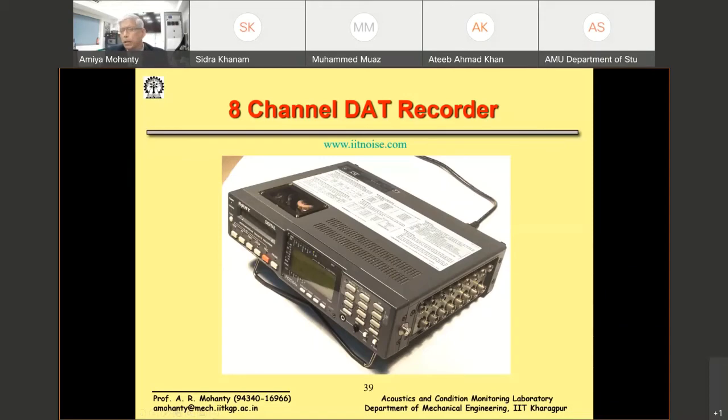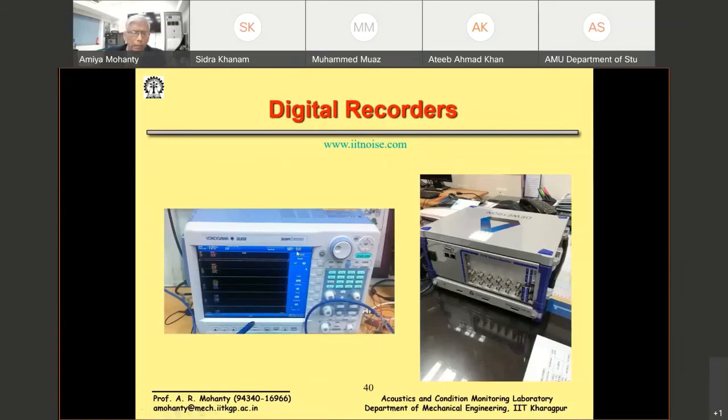Sony has stopped manufacturing them, and if this is still working today, if I play recordings from, say, 20 years back, it will look to you as if you are sitting next to the machine. Of course, we have to keep those tapes in a nice air-conditioned environment. But today, these are all gone. We are all doing digital recording, and today this is a digital recorder wherein I can have voltage inputs, strain gauge inputs, accelerometer inputs.